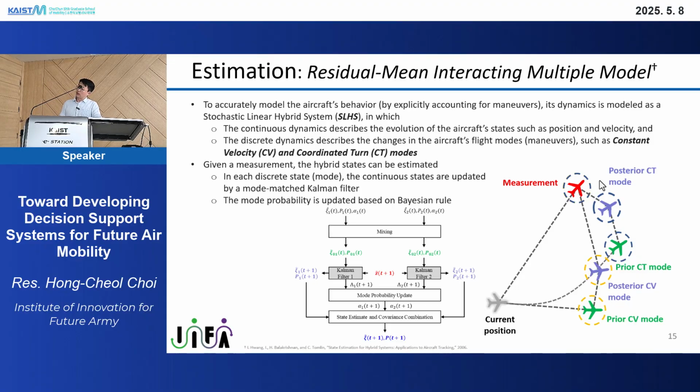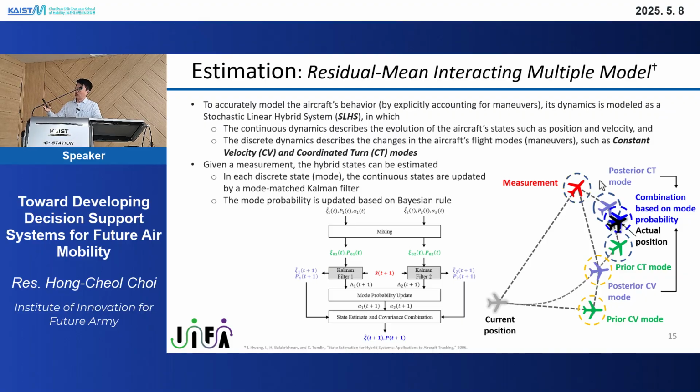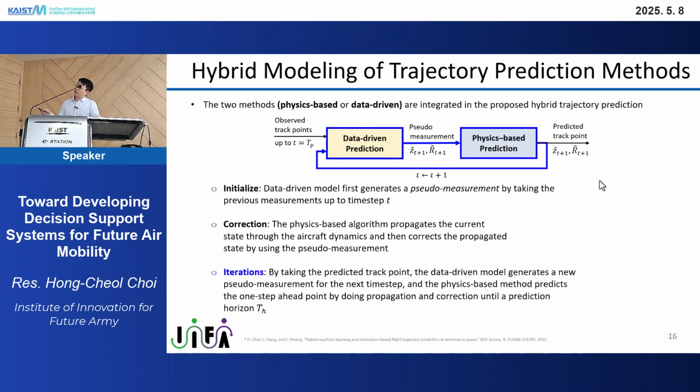And from here, we can compute the mode probability based on Bayesian rule. Then based on this mode probability, we can finally get these estimations which can account for dynamics. So this dynamics can correct this measurement based on the aircraft dynamics so that it can result in more accurate estimation of the state. So from this process, we can finally get the one step ahead prediction. And this is the trajectory prediction, and it can be further predicted. So the one step ahead prediction goes back to the data-driven predictions, and this process is done iteratively until some predefined prediction horizon.